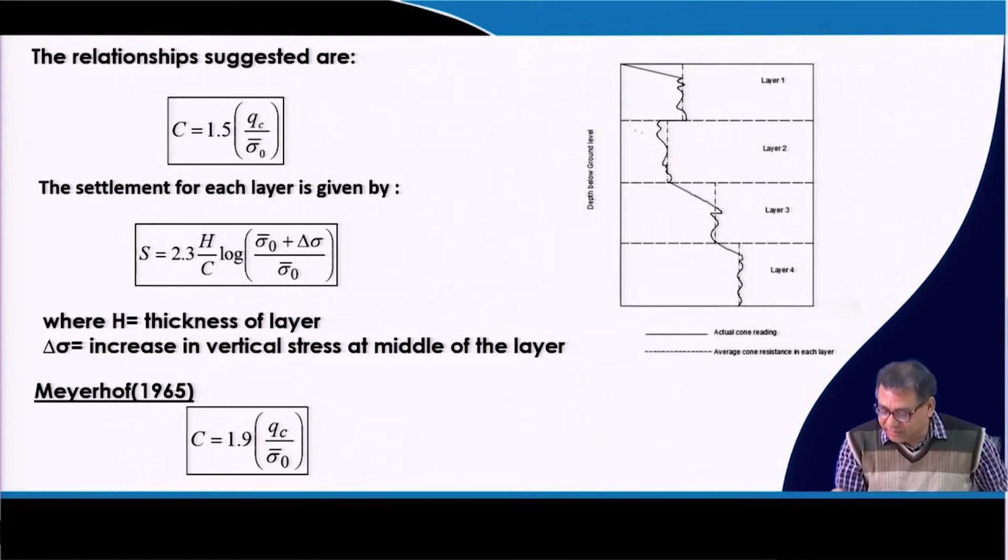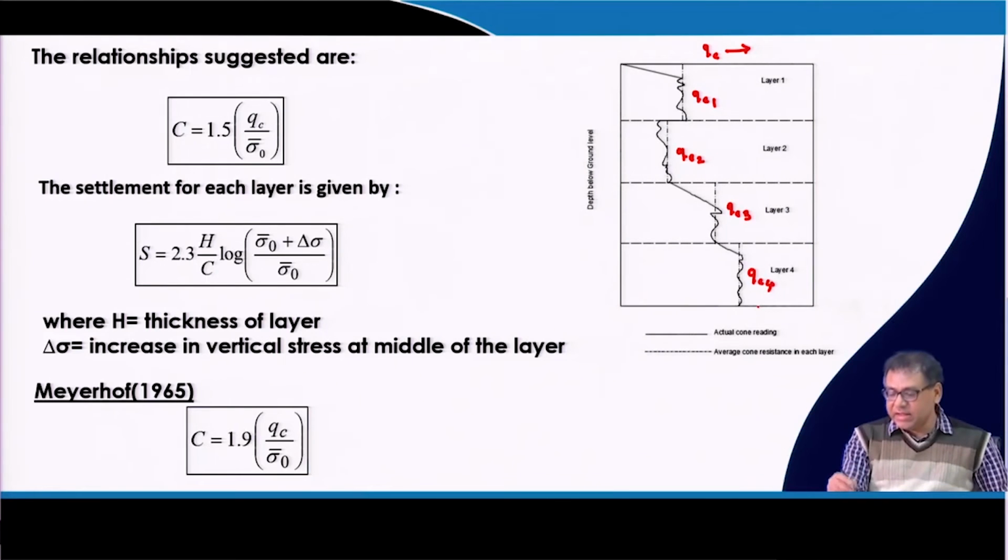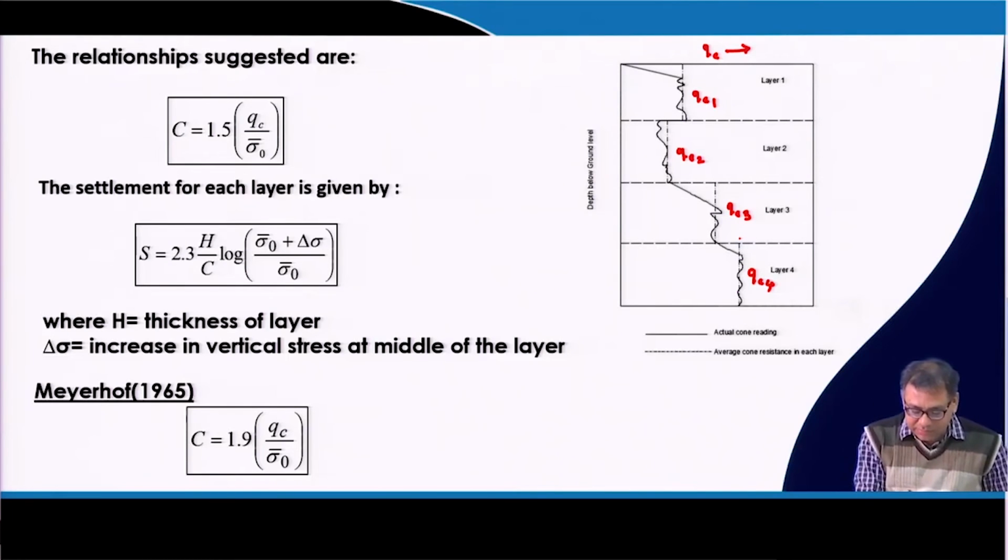For example, suppose we have these 3 layers. So, the firm line is the actual cone reading, that means the QC value. Okay. And then we have to average it. This dotted line gives the average value. So, that QC value for each layer, this is QC1, this is QC2, this is QC3, this is QC4. Because these are the actual firm lines, we take the average for all the layers, so that the QC value for a particular layer is the same throughout that layer thickness.